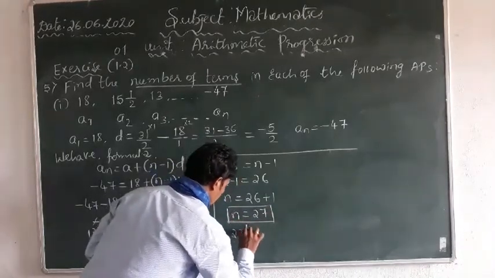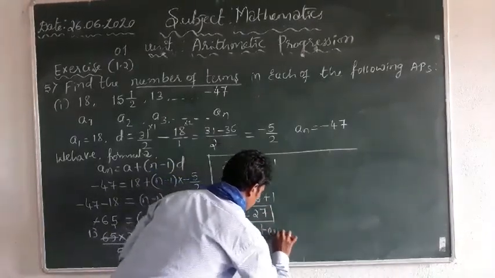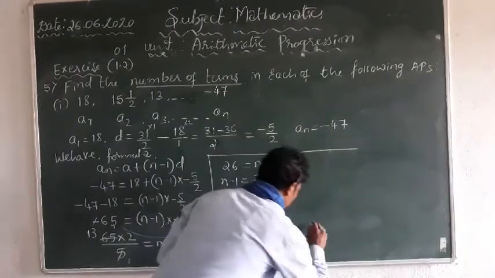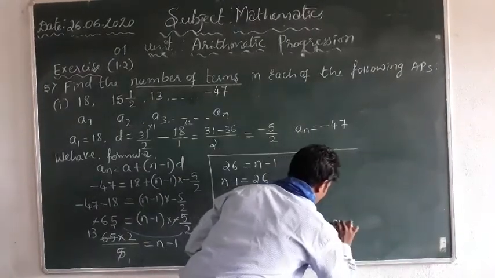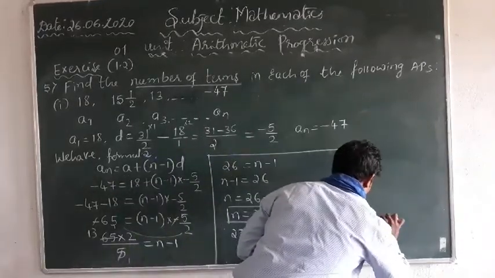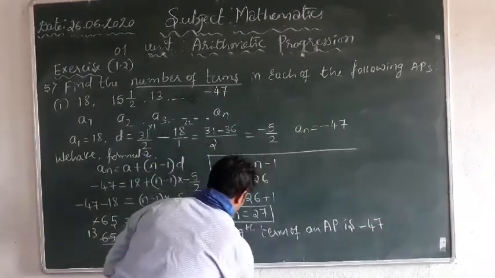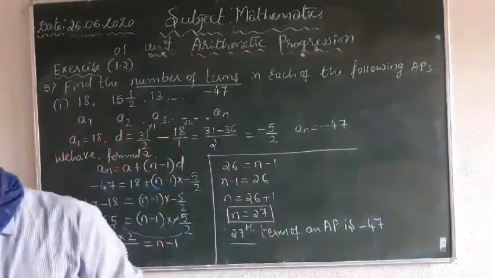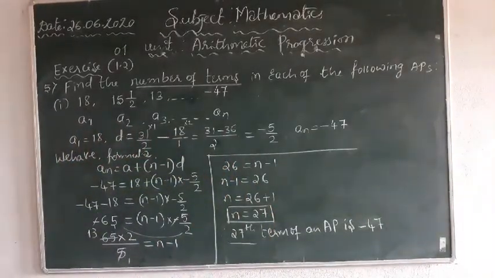Therefore, the 27th term of an AP is minus 47.